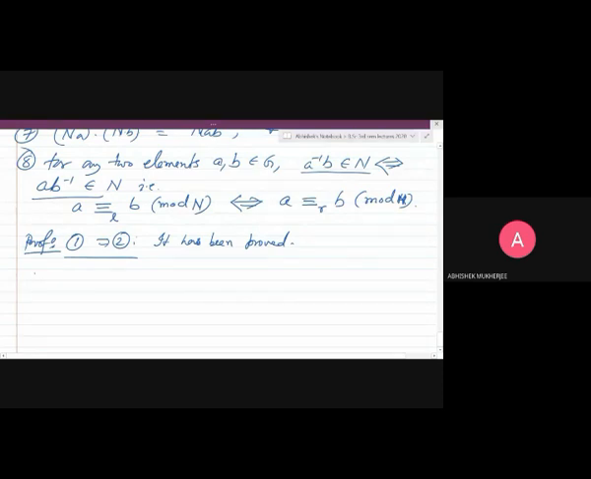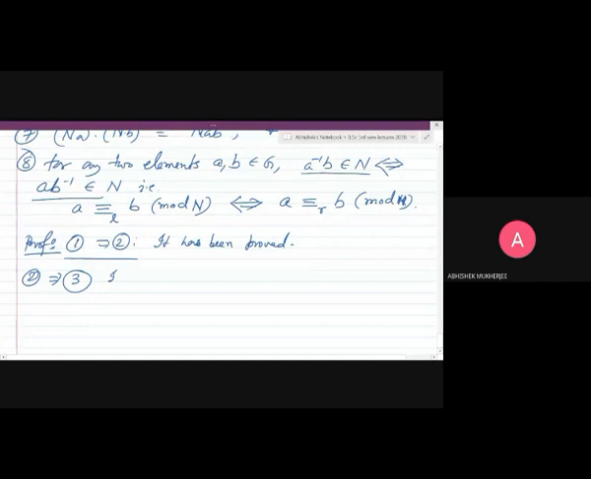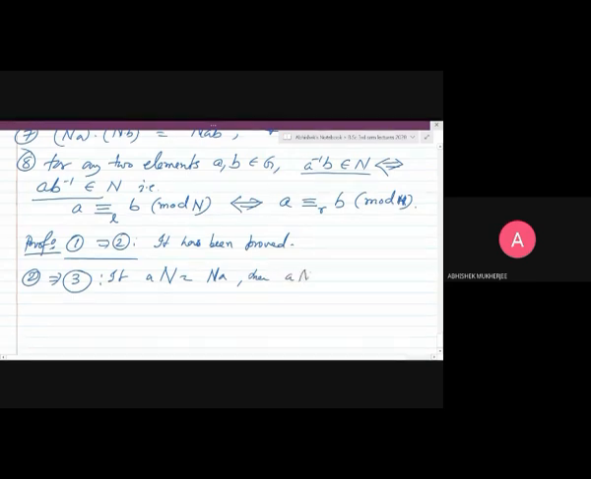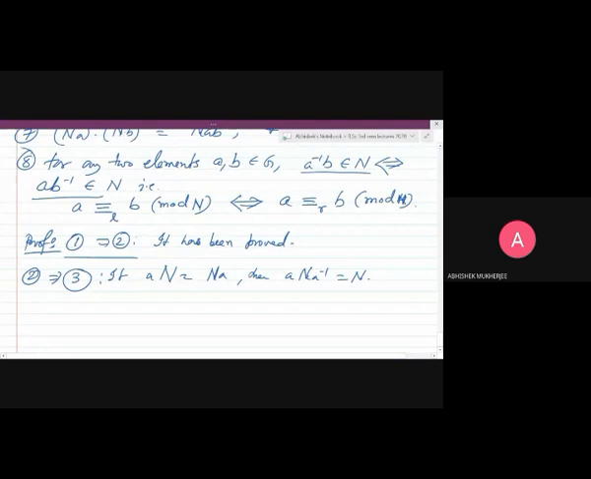2 implies 3. So if aN equals Na, then it is obvious that N a inverse is N.